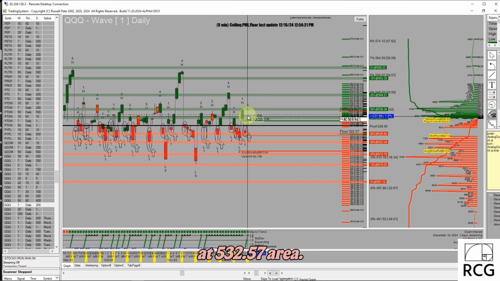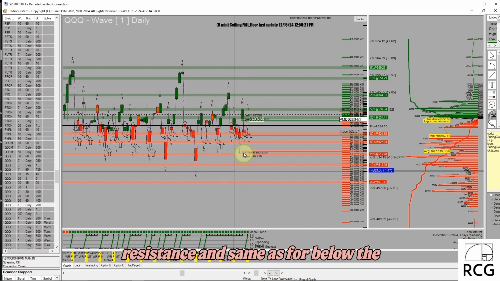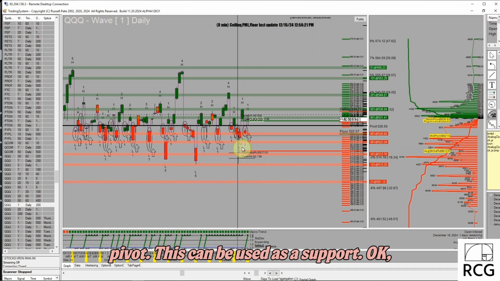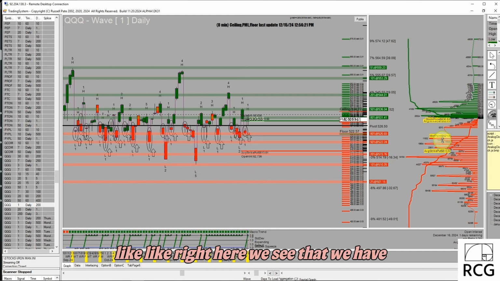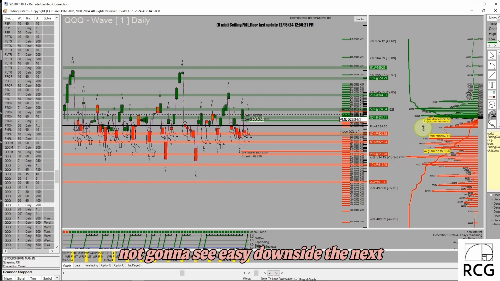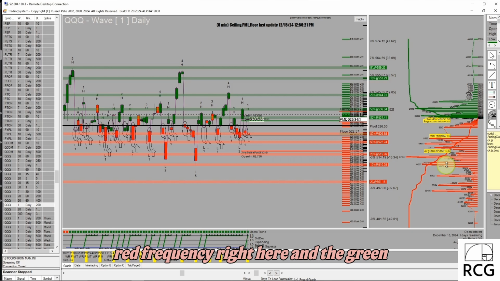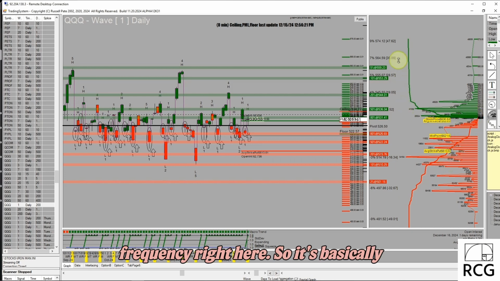So according to the show options we have a resistance right here at 536.48, and right here at 532.57 area. This can be used as a resistance, and the same goes for below the pivot, where this can be used as a support. Like right here we see that we have a lot of support, so we are not going to see easy downside the next coming day. Pretty easy to understand.